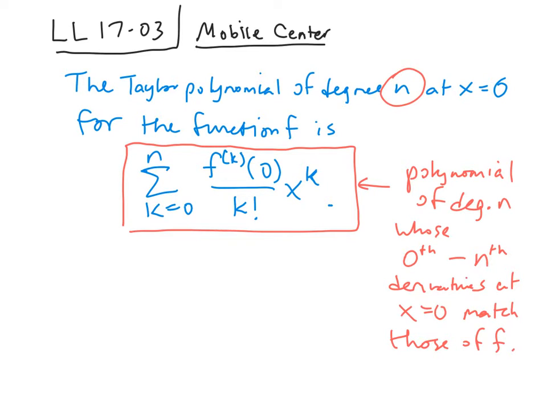And that's something that now you can actually verify. I mean, you could take that polynomial there. You could unpack the summation notation if you wanted to. You could take its derivatives and verify for yourself that the 0th derivative at 0 is just f of 0. The first derivative at 0 is f prime at 0, and so on.